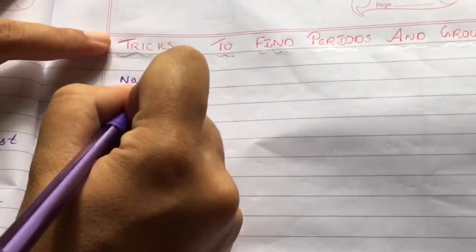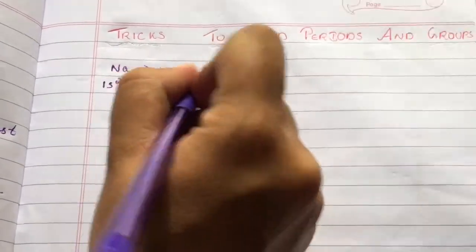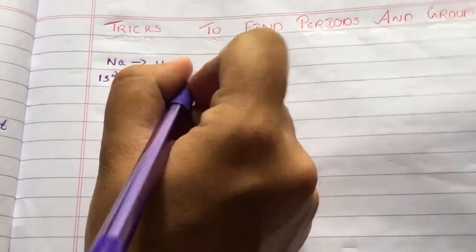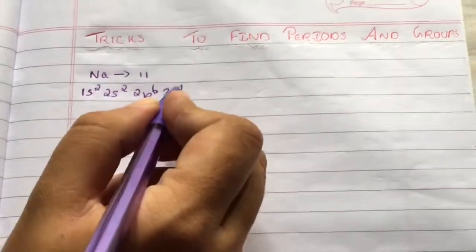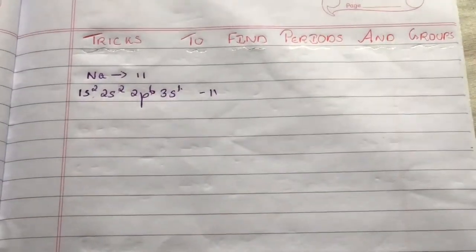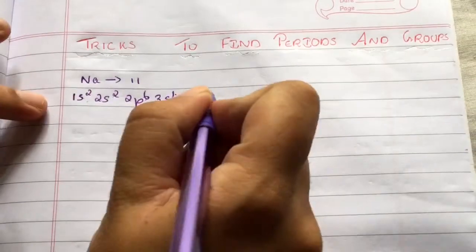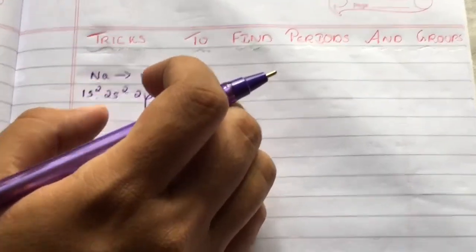1s2, 2s2, 2p6, 3s1. That is 2, 4, 6, which is 10, plus 1 is equal to 11. So this is the atomic number of sodium. Now let us see how to find the periods as well as the groups from this electronic configuration.